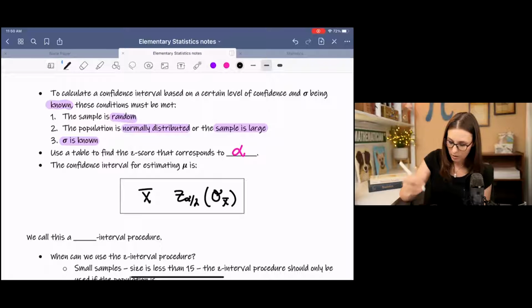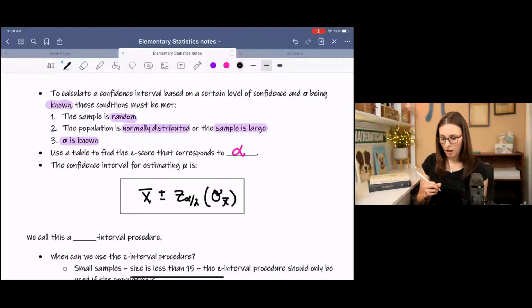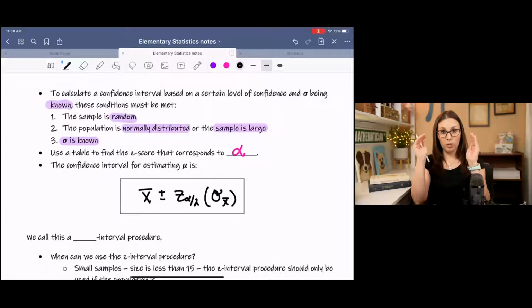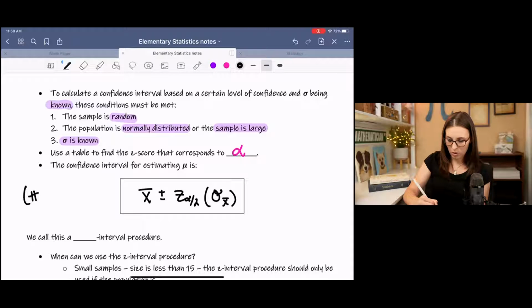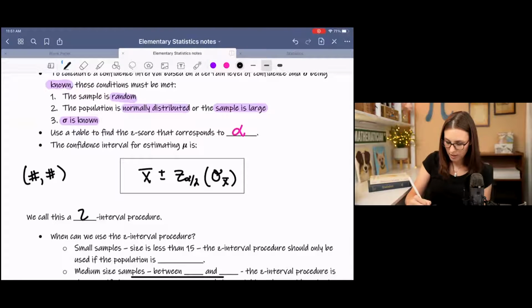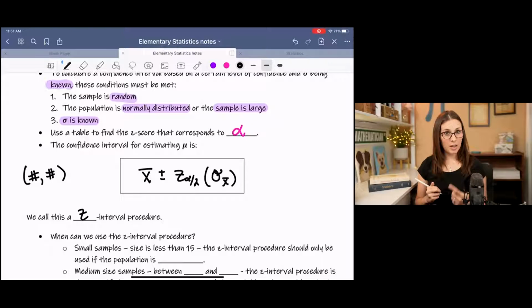That's only one side. I said it was a range, an interval. A confidence interval. An interval, if you remember from algebra, is a range of values, and intervals are denoted by either parentheses or brackets. In this case, we're going to be using parentheses: a number, comma, a number. This is an interval, a range of values between these two numbers. We call this one the Z-interval procedure, which I mentioned at the beginning of the video.